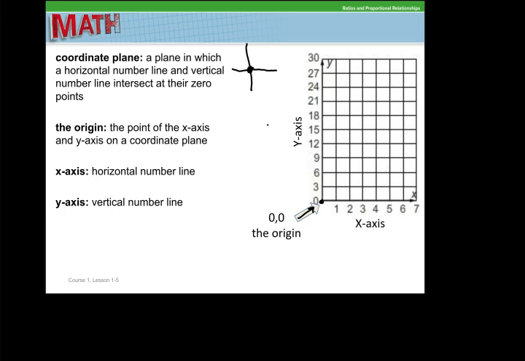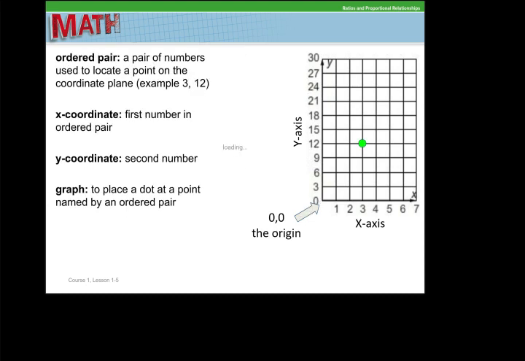So the x-axis is the horizontal number line, the number line that runs on the bottom going across left to right, and the y-axis is a vertical number line going up and down. So that is a few of them. Then we have one more page.